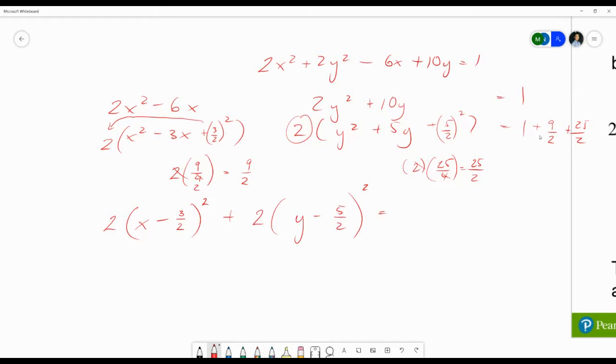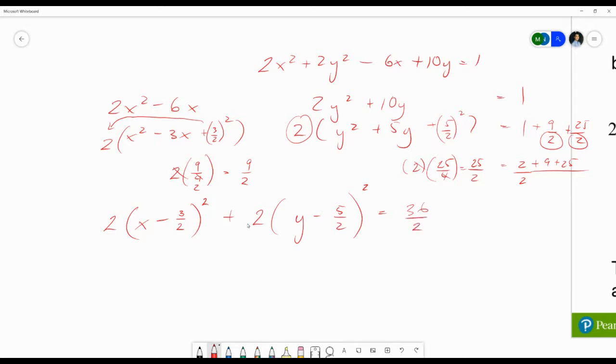All right, so let's add all these together. I'll have a denominator of 2, so let's change this 1 to a 2 as well. So 2 plus 9 plus 25. That's 27 plus 9, that's 36 over 2.